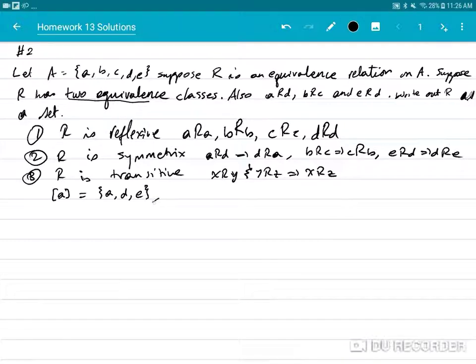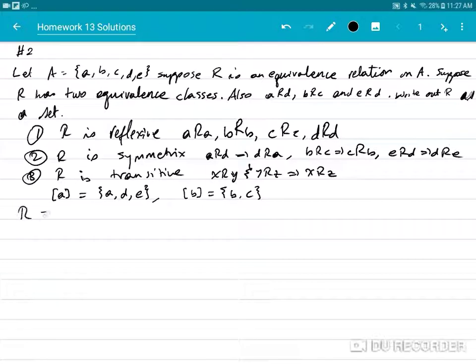That means that the equivalence class containing B will have B and C because B and C are related already, we know that. Same thing, if this had C in it, it would have to contain B.